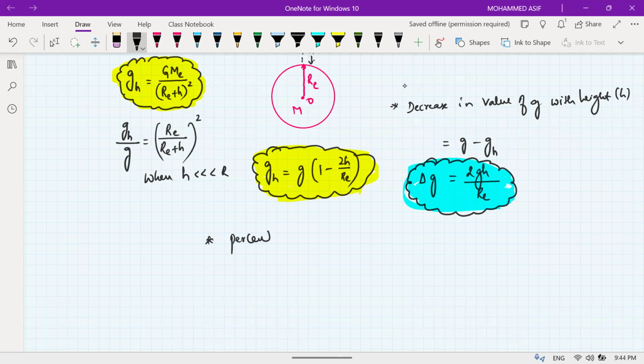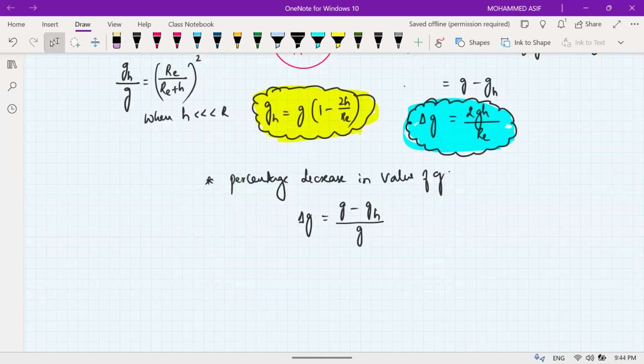Percentage decrease in value of g, that is delta g, will be equal to g minus g at a certain height divided by g. Because g on the ground is more, that is the reason I'm writing higher value minus lower value divided by g into 100. So delta g will be equal to 2h divided by radius of the earth into 100, directly a shortcut formula.